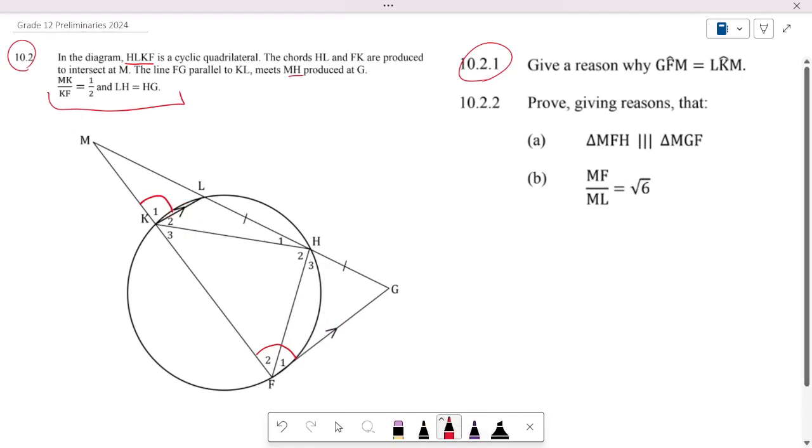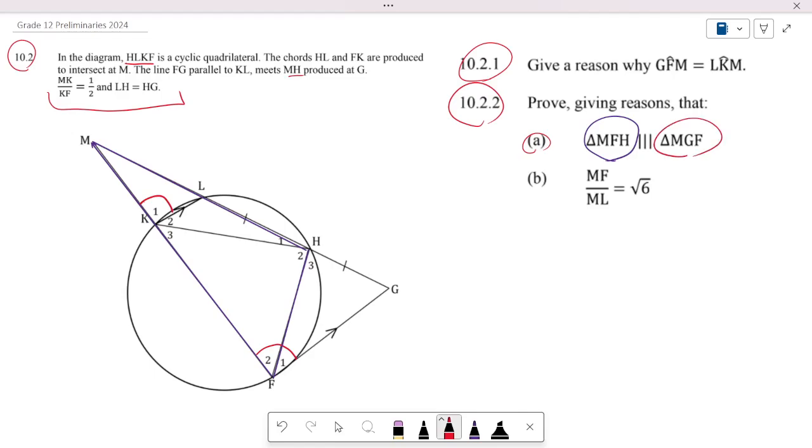So now our next question is going to be 10.2.2. Prove, giving reasons, that these two triangles are similar to each other. Triangle MFH, so let's just point these ones out. MFH is here. So it's going to be this triangle here. So I'm going to do it like this, right? This is MFH in purple, and then in red, triangle MFG, which is going to be this one here. So MF, and then we're going to have G over here, like that. Okay, there's our two triangles.